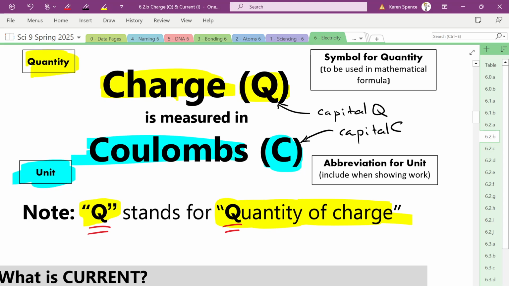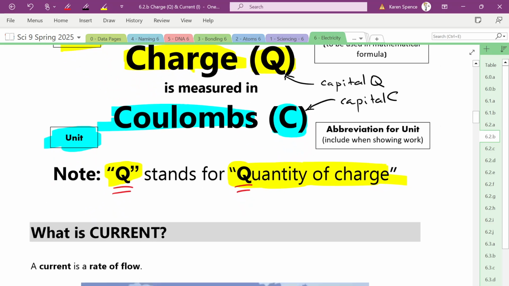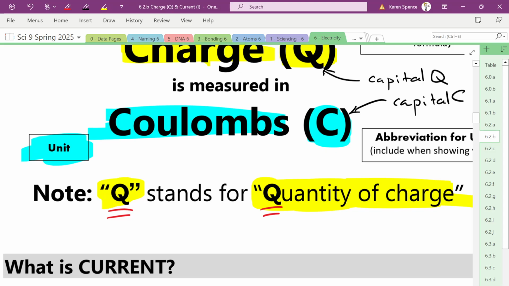What is current? I'd like you to describe to your neighbor what does current mean to you? Like if you're talking about the current in a river, what would that mean? In a river, the current is basically how fast the water is moving. What do you think we're looking at moving in electric current? We're not looking at water, we're looking at electrons.